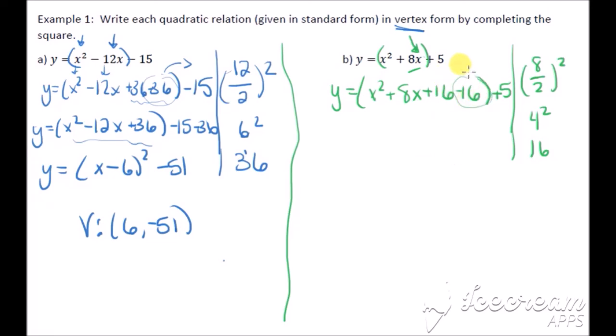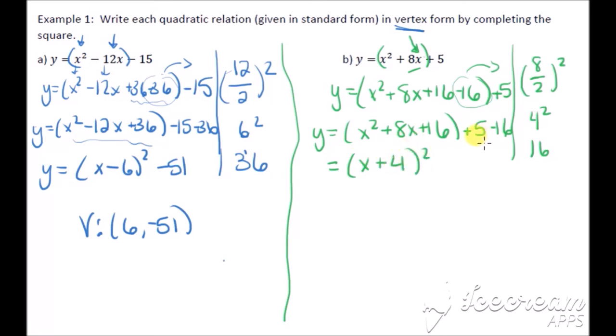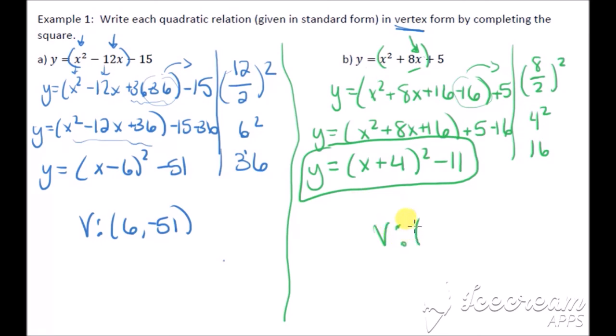So all we have to do now is take that 16 out, and we are left with a trinomial, x squared plus 8x plus 16, which we can factor. It's a perfect square, plus 5 minus 16. So this perfect square trinomial factors to x plus 4 squared. And then when we have 5 minus 16, we get negative 11. And we're done. These two equations are absolutely equivalent. They're just looking a little bit different. And if you wanted to state the vertex, remember it's x plus 4, so we have negative 4, negative 11.